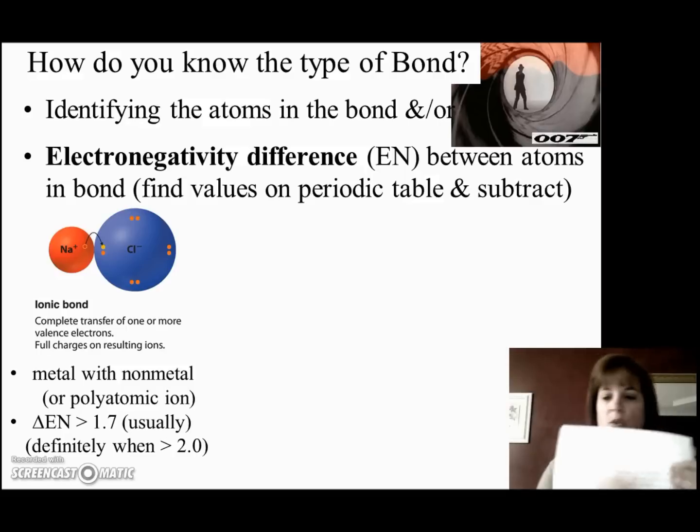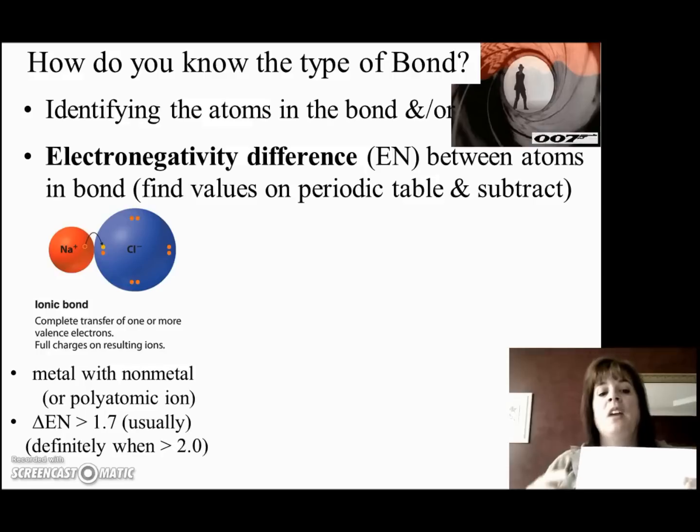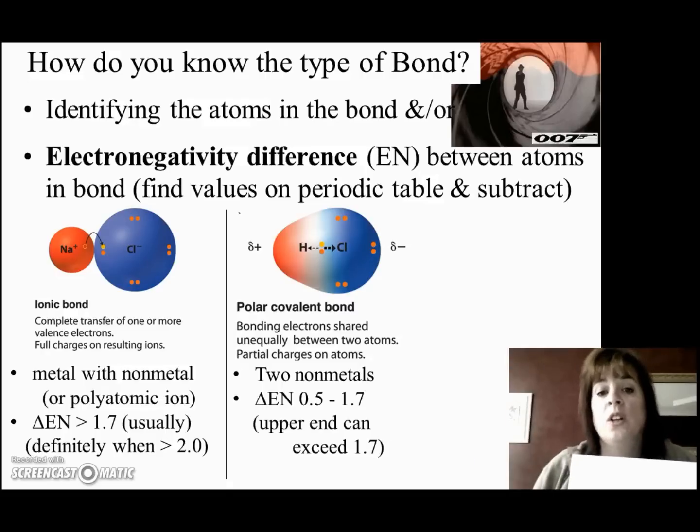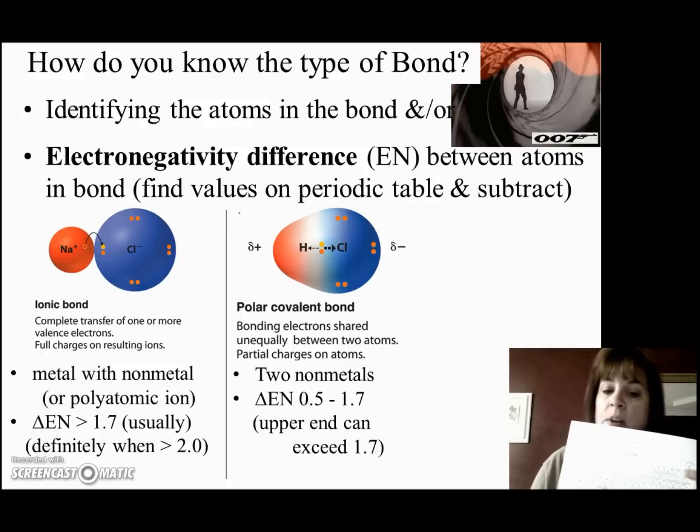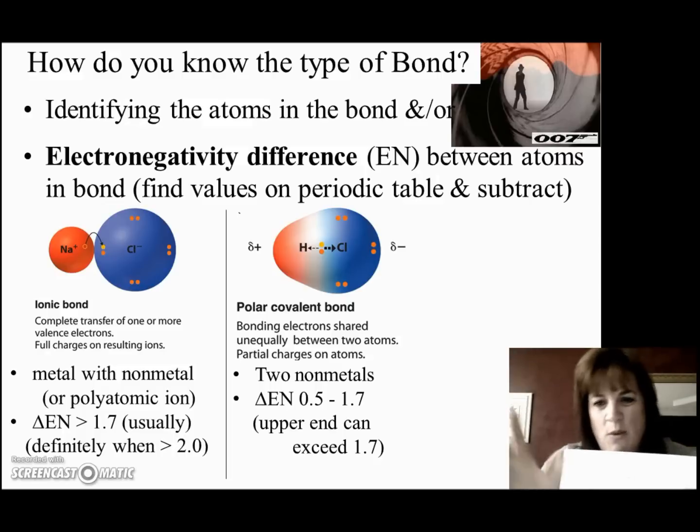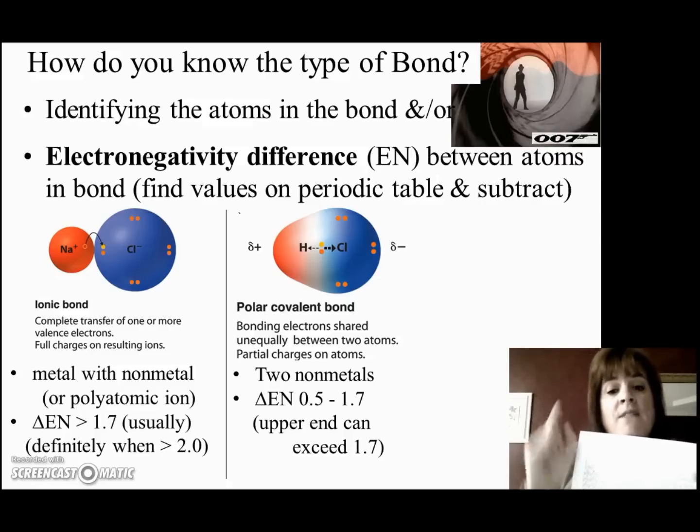So if I find the two atoms in the bond and I subtract them and the number is greater than 2, it's definitely ionic. But usually over 1.7. But I'm going to talk about that a little later. In a covalent bond, if it's polar covalent, we have that unequal sharing and that partial charge separation. Polar covalent bonds always occur between two nonmetals, and I know that it's polar versus nonpolar if the electronegativity difference between the atoms on the periodic table is between 0.5 and 1.7. But like I said, sometimes that 1.7 to 2 is a little fuzzy gray area, and I'll talk about that later. But if it's greater than 0.5, polar.